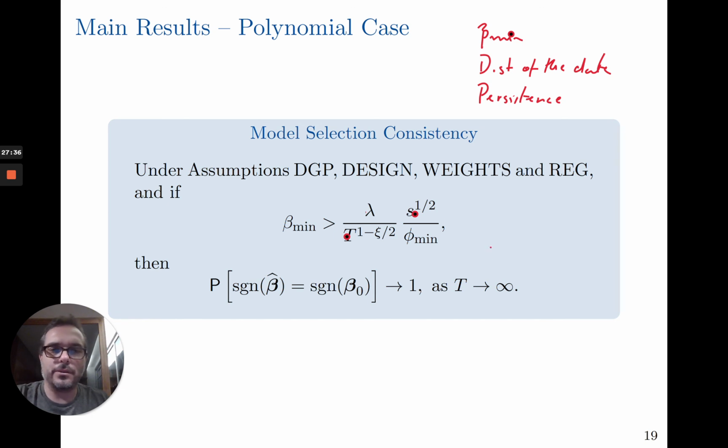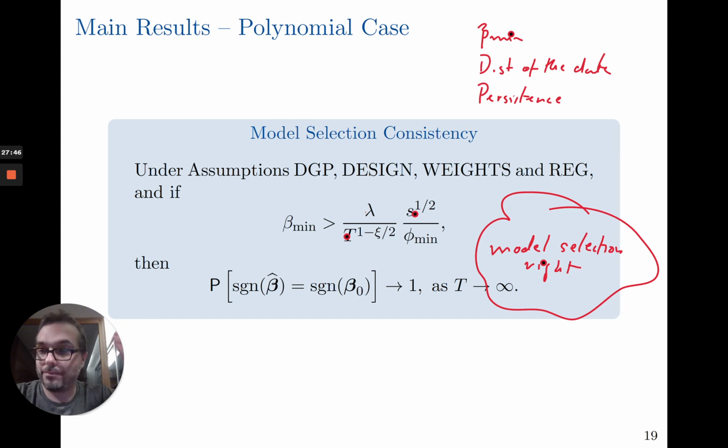Basically, we are doing model selection, right? So we are right on spot to get the true model.